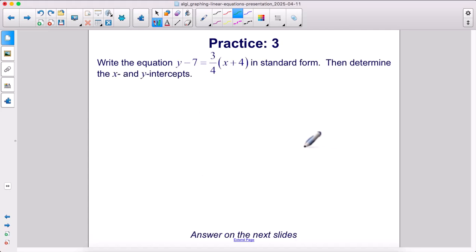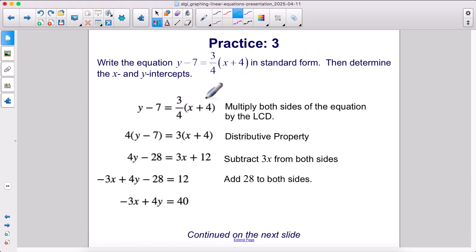Write the equation y minus 7 equals 3/4 times (x plus 4) in standard form. Then determine the x and y intercepts. Okay, so the first thing we're going to do is get rid of this 3/4 by multiplying the whole thing by 4. When we do that, we get 4 times (y minus 7), and then 3 times (x plus 4). Then we're going to distribute these, so 4y minus 28 equals 3 times x, which is 3x, plus 3 times 4, which is 12. Finally, we're going to move 3x to the other side, and we're going to move negative 28 to the other side.